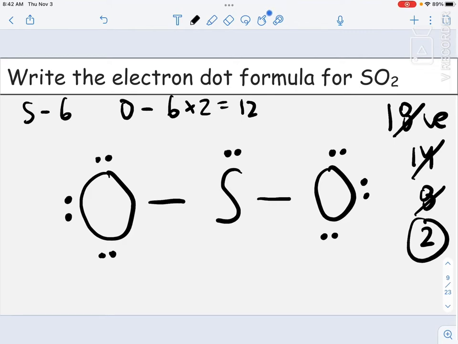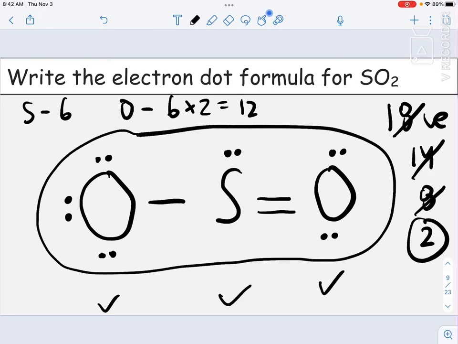We're going to take, you can use either one, and I'm going to take 2 electrons from the right-hand oxygen, and then I'm going to place a double bond between the sulfur and the right oxygen atom, okay? Now let's do a check. Left-hand oxygen's happy, sulfur's now happy, right oxygen's happy. This is the correct dot formula for sulfur dioxide.